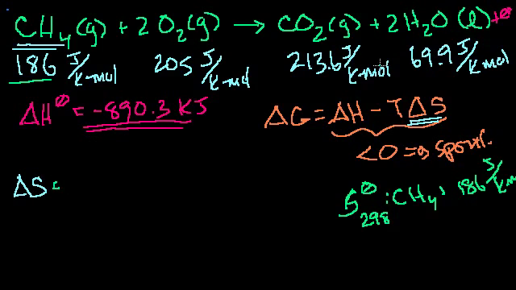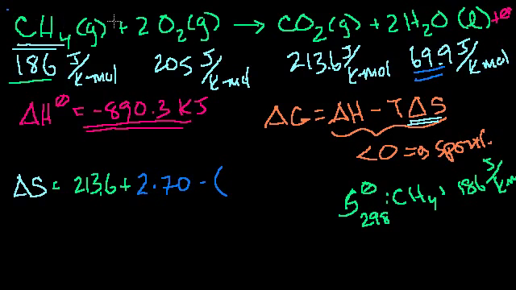So that's going to be equal to 213.6 plus, I have 2 moles of water here, so plus 2 times 69.9, almost 70, and then I want to subtract out the entropy of the reactants. So the entropy of 1 mole of CH4 is 186, plus 2 times 205.